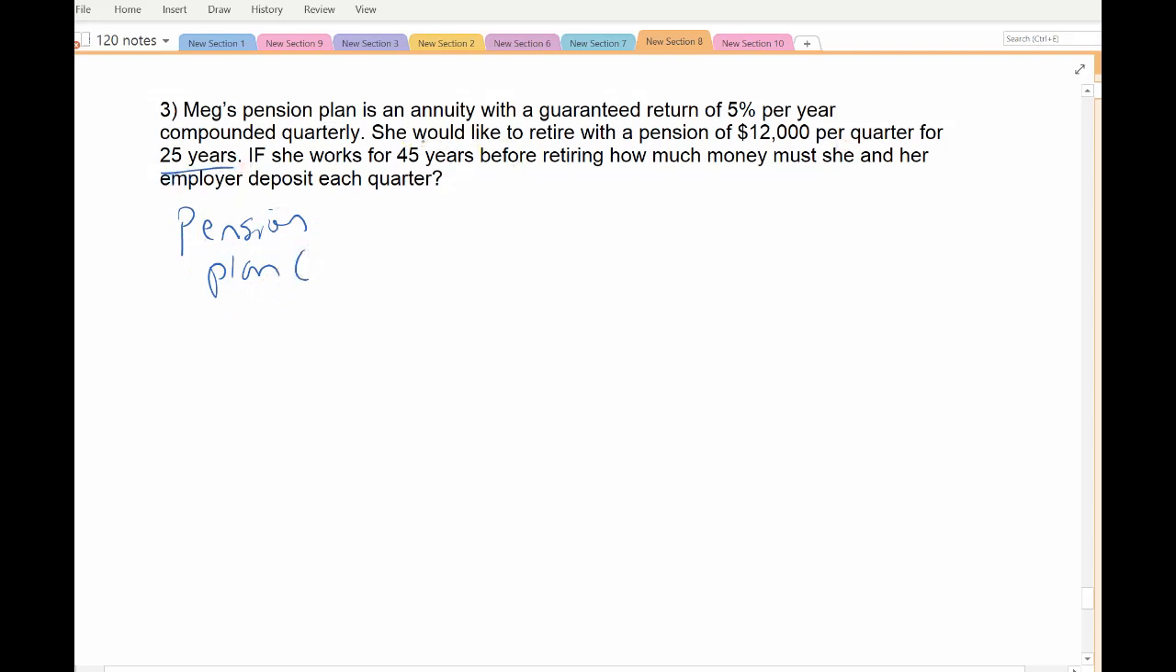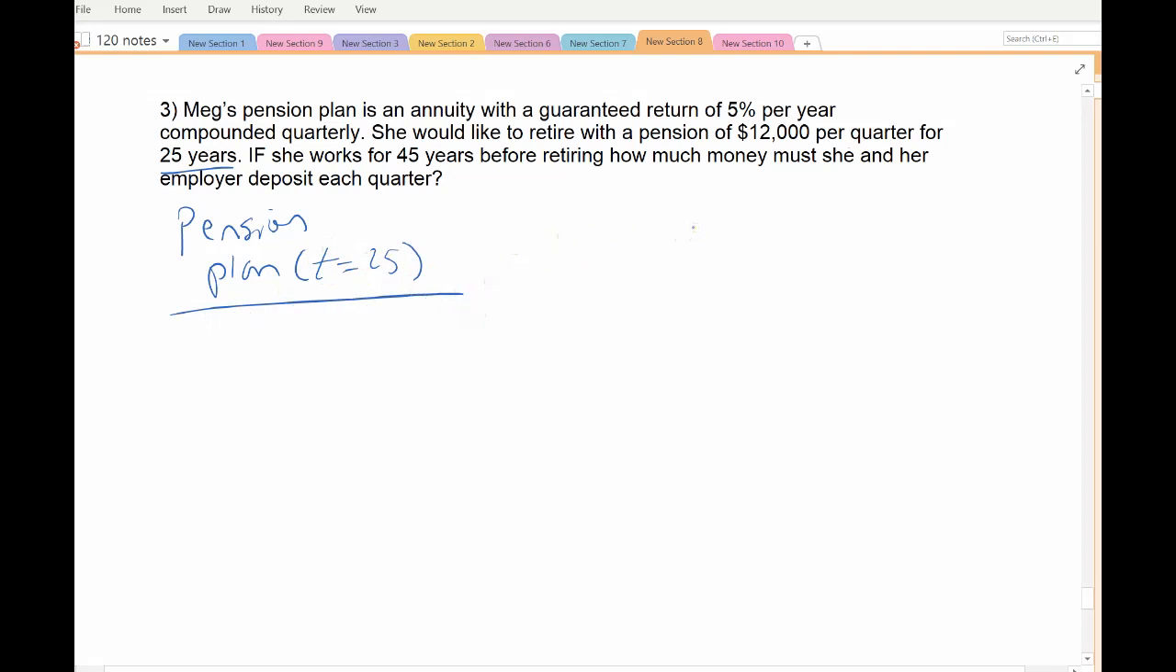So Meg's pension plan is an annuity guaranteed return 5% per year, compounded quarterly, so it's a quarterly type. She'd like to retire with a pension of $12,000 per quarter. So every 3 months, she takes $12,000 out of her pension and uses it for bills and to live off of. For 25 years. So she's going to have enough in her pension that she can do this for 25 years when she retires. Alright, so the plan is for 25 years.